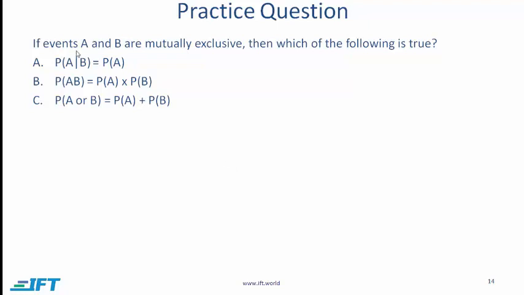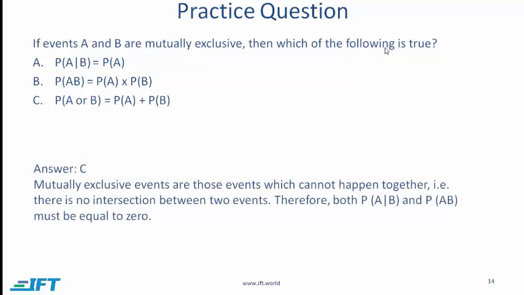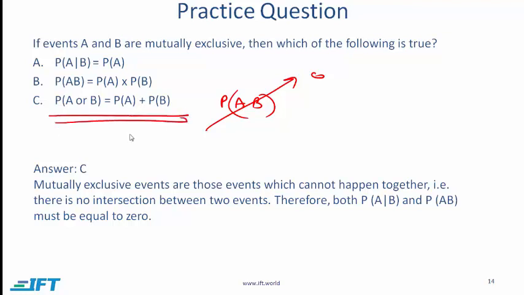A quick practice question: if events A and B are mutually exclusive, then which of the following is true? The correct answer is C, because for mutually exclusive events, the joint probability AB is simply 0. If they are mutually exclusive, that means that you can't have A and B both happening. So our addition rule simplifies to this expression.